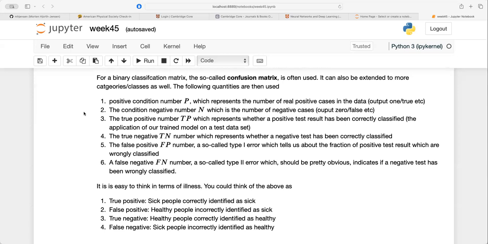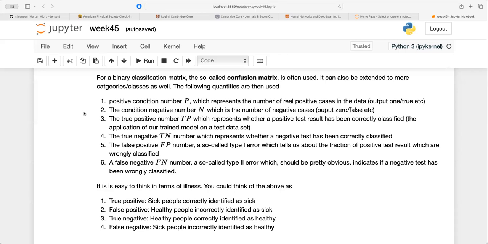But in this case, you can see if you look down here, true positive, sick people correctly identified as sick. I would actually call that true negative, but this is up to you. So you just simply have to decide what is true or false, or 1 or 0. And one of the quantities you will see, which is being used widely, is true positive. That represents what you have classified as positive results correctly.